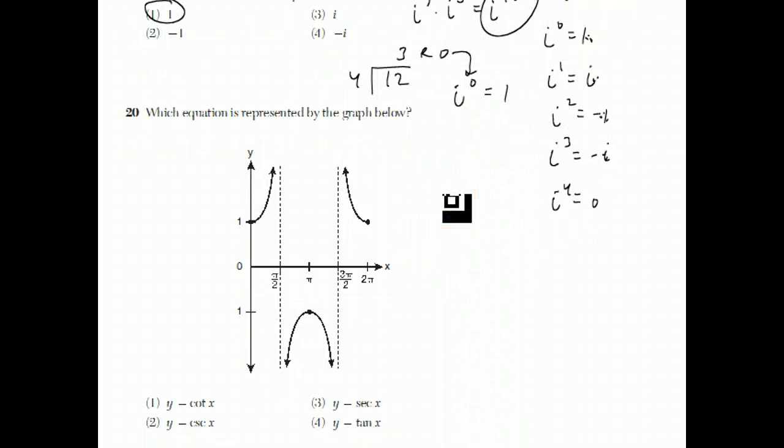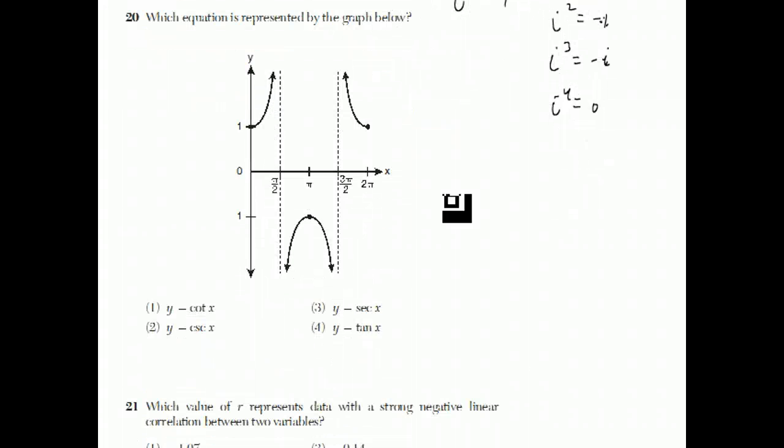Number 20, which equation is represented by the graph below? So this is pretty tricky. Here are your 4 choices. You could type these all into your graphing calculator. Just remember, the graphing calculator has a tan button, but it doesn't have secant, cosecant, and cotan. But you could graph them by doing 1 over cosine x, or 1 over tan x, or 1 over sine x.